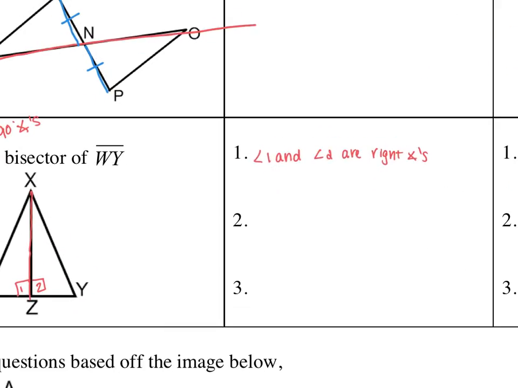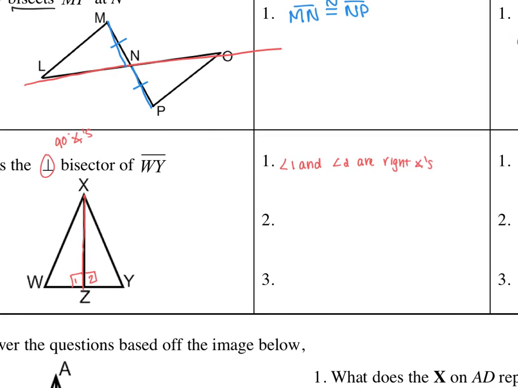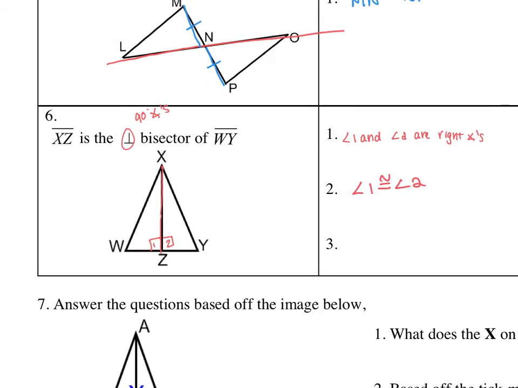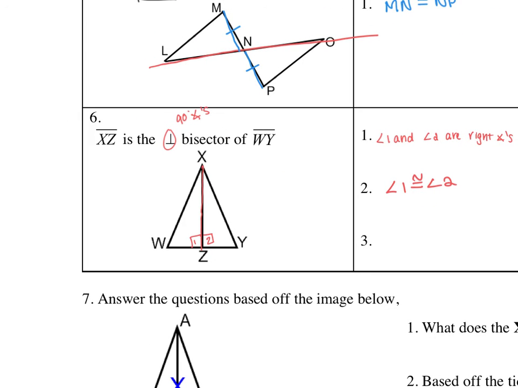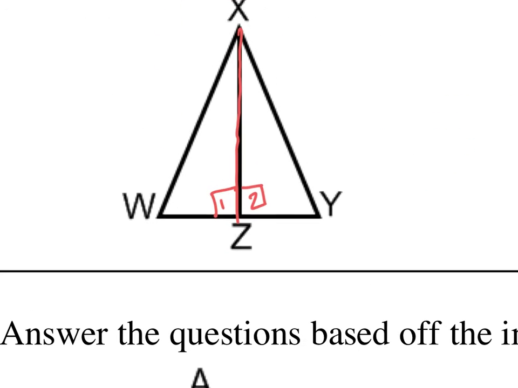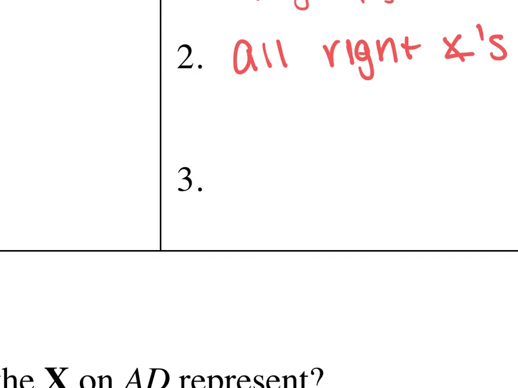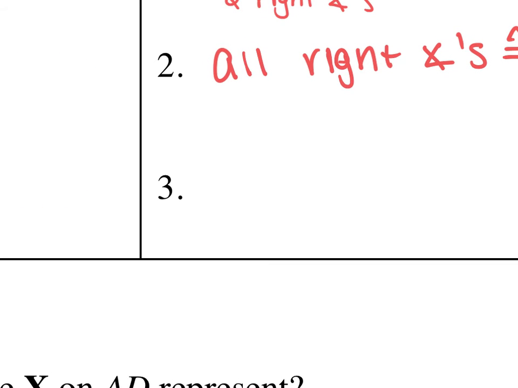Well, we know all right angles are 90 degrees, so what can I say about angle 1 and angle 2? I can say angle 1 is congruent to angle 2, because all right angles are congruent. And then last but not least, I'm bisecting WY. So I can say WZ and ZY are congruent. And my reasoning, definition of perpendicular bisector, or a perpendicular bisector creates two congruent segments.